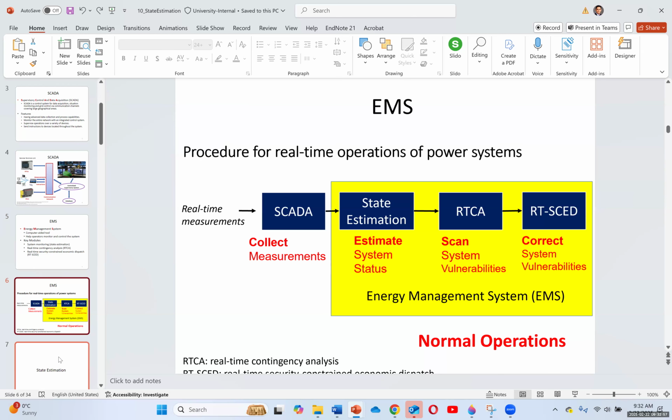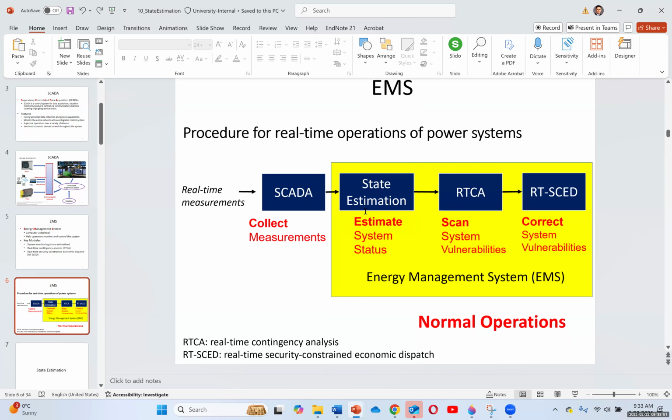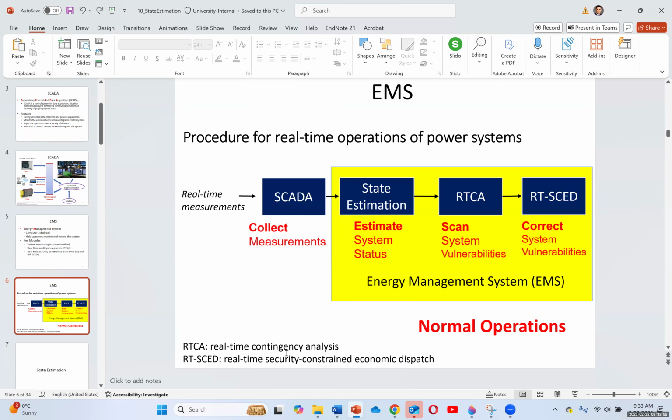RTSCED. Now, this is a graph of a procedure for real-time operation of an EMS and power systems. We have the real-time measurements, which could be collected from different sensors, relays, voltage, power, and so on, that we collect from the system. And we collect the measurements in SCADA. Then for the EMS part, the energy management system, we have the state estimation, or the estimate system status. We have the RTCA, or the scan system vulnerabilities, and we have the RTSCED, which corrects the system vulnerabilities. So this part is the EMS system that we have. The RTCA is the real-time contingency analysis, and RTSCED is the real-time security constrained economic dispatch.